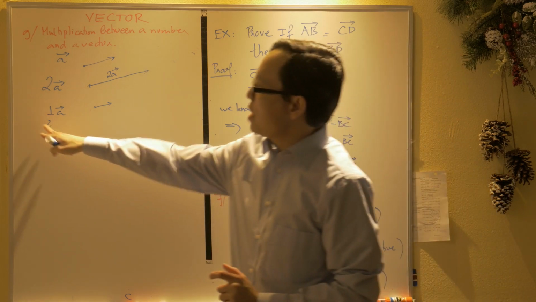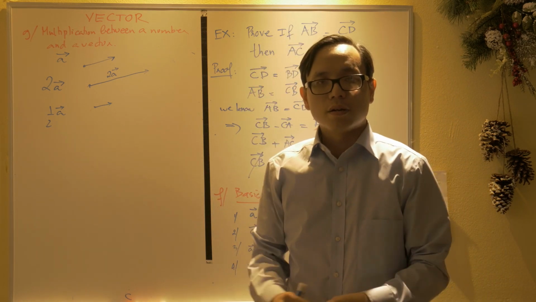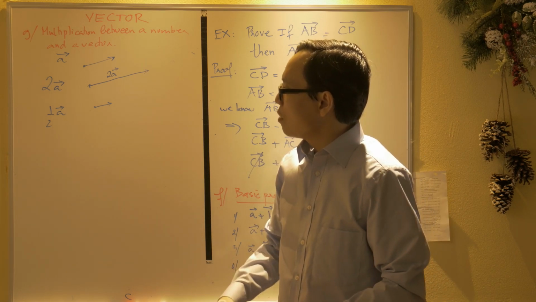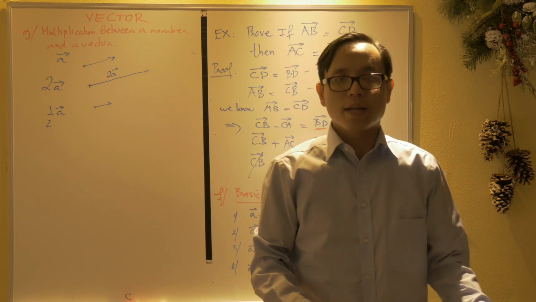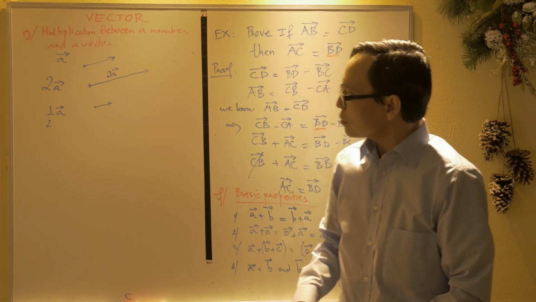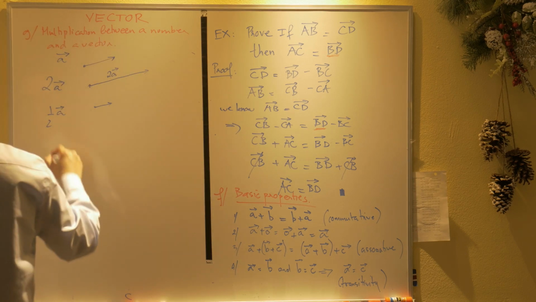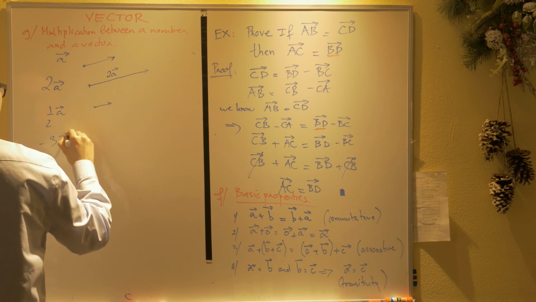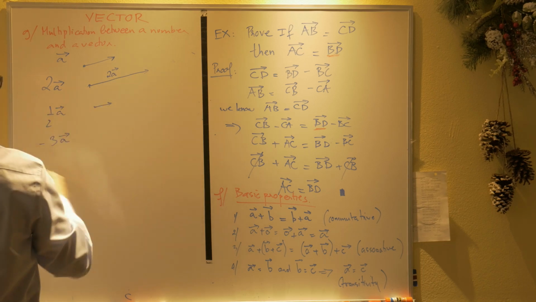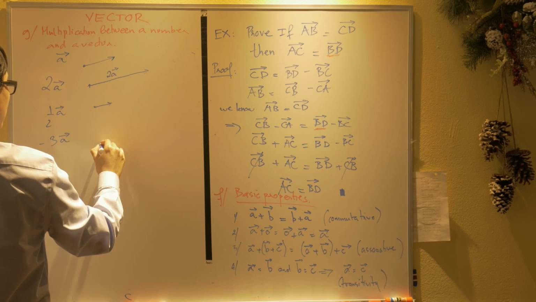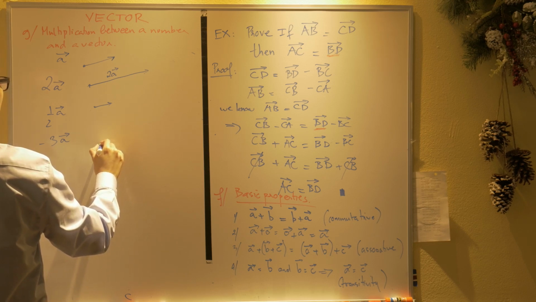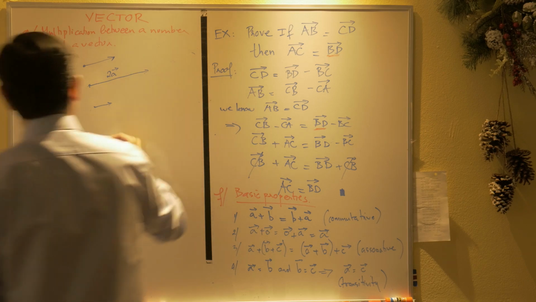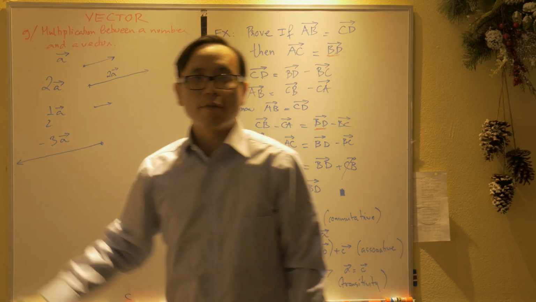Then if you multiply by a negative number, the magnitude will be different. Yes, it could be double or half. However, the direction will be the opposite direction. For example, if I multiply by negative 3, negative 3A, then the new vector will be 3 times bigger than the original vector. And the direction will be in this direction, this opposite direction.